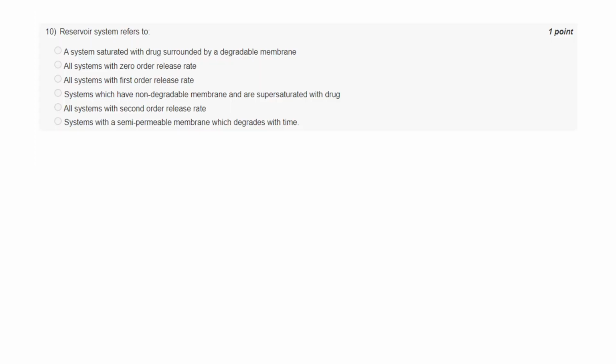So this is the last question in this session. The question is, reservoir system refers to, following are the options: a system saturated with drug surrounded by a degradable membrane, all systems with zero order release rate, all systems with first order release rate, systems which have a non-degradable membrane and are supersaturated with the drug, all systems with second order release rate, systems with a semi-permeable membrane which degrades with time. Anybody wants to give it a try?